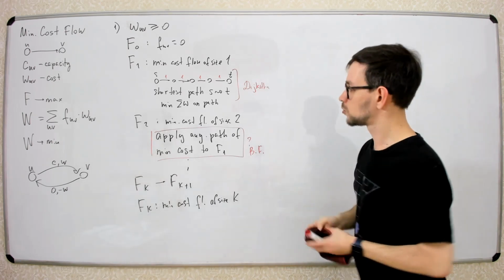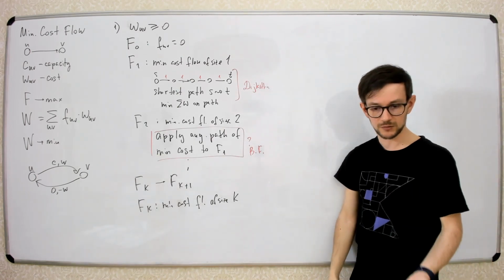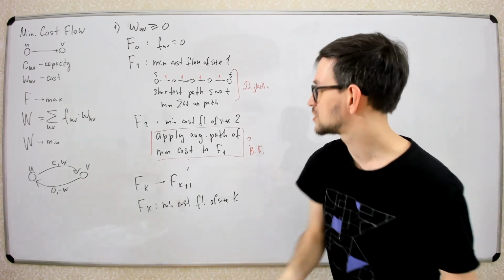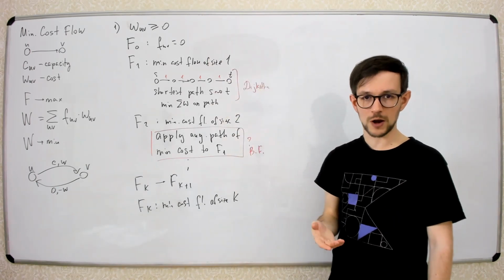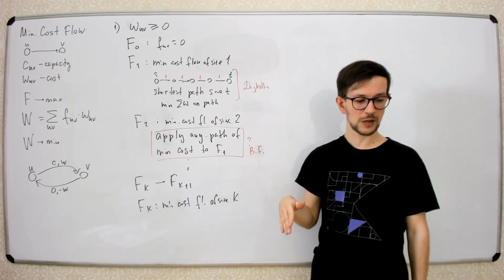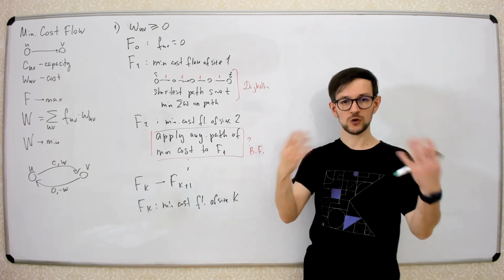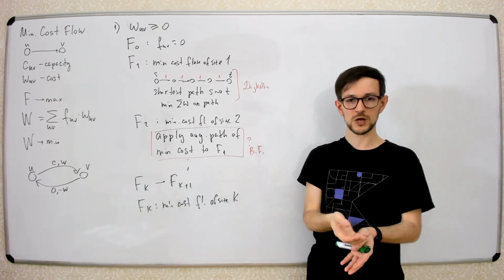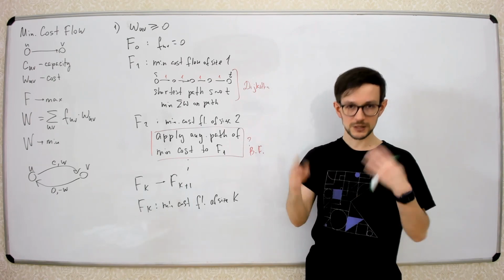Okay. What will be the total time complexity now? So that's the final algorithm. We start from the empty flow. Then each time we increase the flow by 1, by finding the shortest possible augmenting path. Each time we find the shortest augmenting path, increase flow by 1, rebuild the residual network, find the shortest path, apply it, increase flow by 1, and so on.